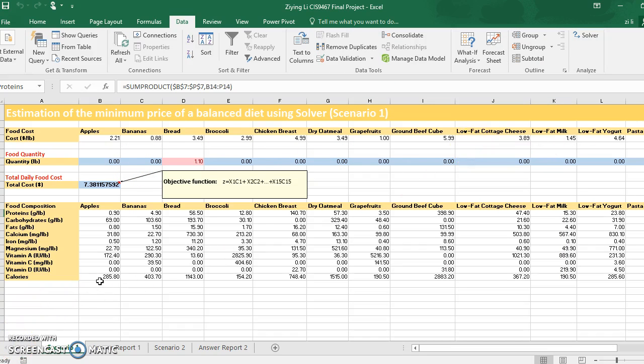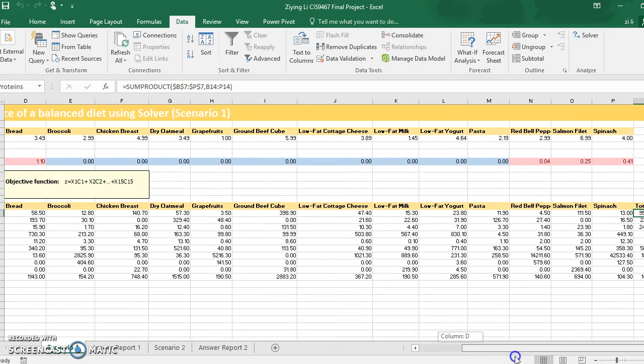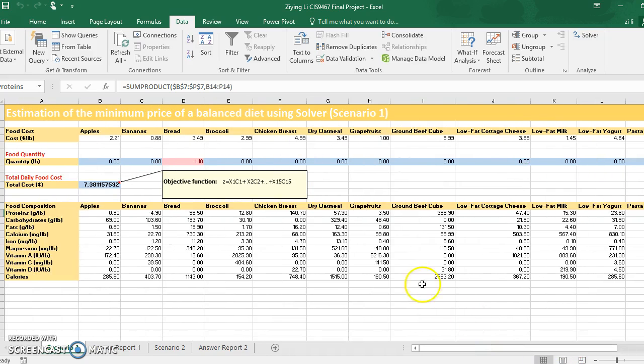And the combination of the food items the solver chose is the following. It selected 1.1 pounds of bread, 0.004 pounds of red bell peppers, a quarter pound of salmon fillet, and 0.4 pounds of spinach at the minimum cost of $7.38.